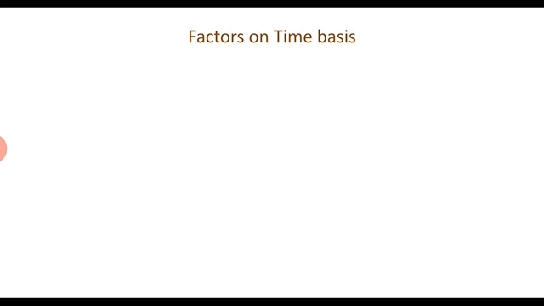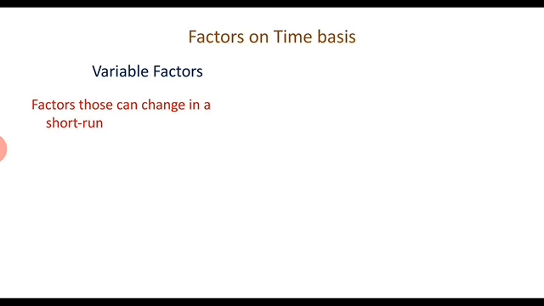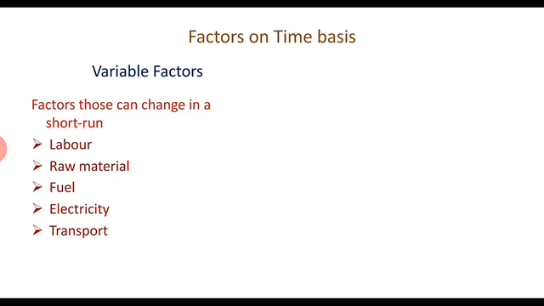Factors of production on the time basis are two types: variable factors and fixed factors. Variable factors: factors that can change in a short run are called variable factors. For example, labor, raw material, fuel, electricity, transport.